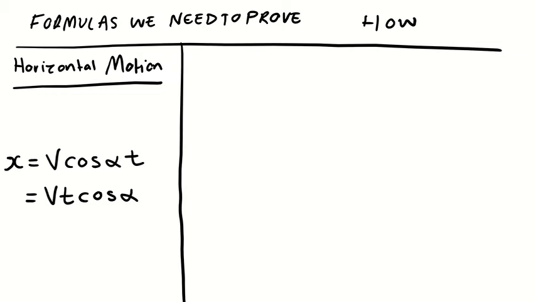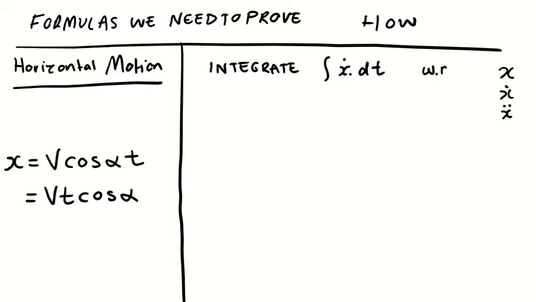So how can we prove this? We can't just take that assumption. We can't just write that formula without showing how we get it. To prove it, the big thing you need to do is integrate x dot with respect to t. Remember, it's always going to be with respect to t if you are going from x to x dot and x double dot by differentiating and integrating. Everything is always with respect to t. So I'm just going to write that with respect to t.